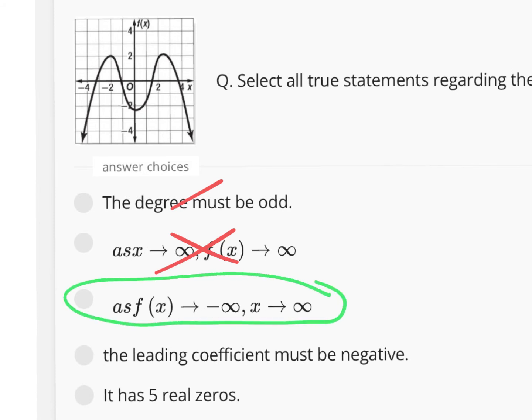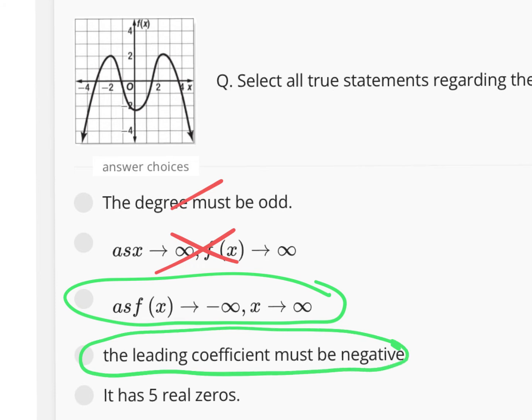Let's see if anything else works. It says a leading coefficient must be negative. Absolutely. We know it's an even degree function. If the leading coefficient were positive, it would have end behavior in quadrant 2 and quadrant 1. But as you can see, it got reflected to the other side of the x-axis, end behavior down here in quadrant 3 and quadrant 4. So that leading coefficient must be negative. So that's another true statement right there.